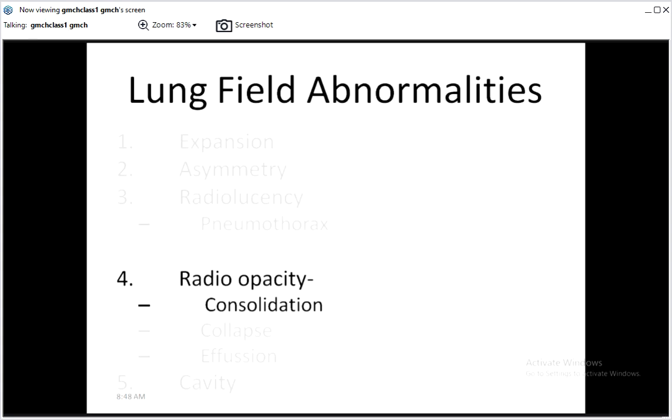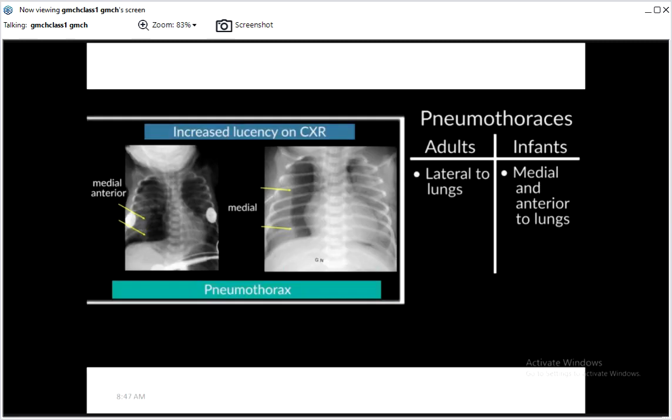The fourth is radio opacity. So as we have discussed, what are the differentials of radio opacity? There are only three things. Either it can be consolidation, it can be collapse, or it can be effusion. So you have to differentiate between those three things whenever you see a radio opaque shadow.